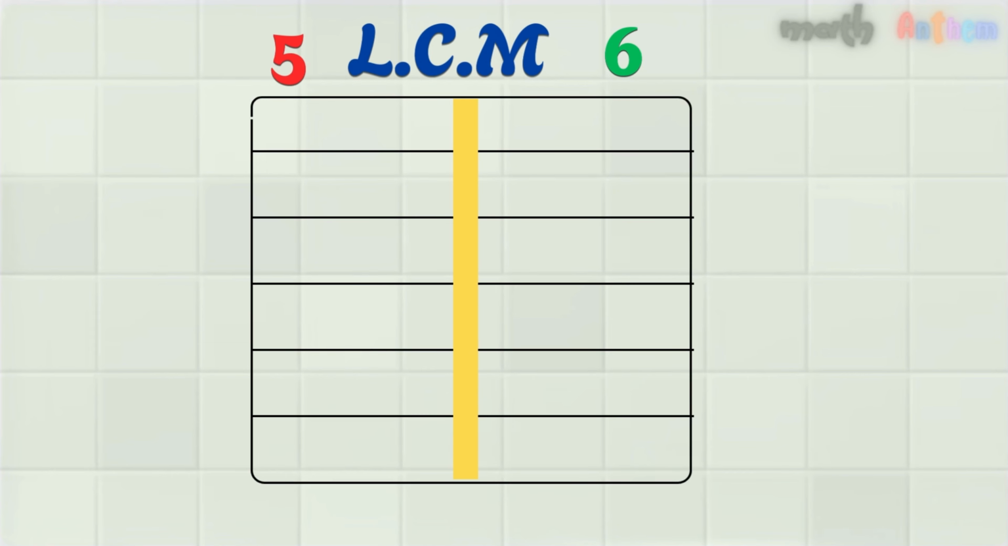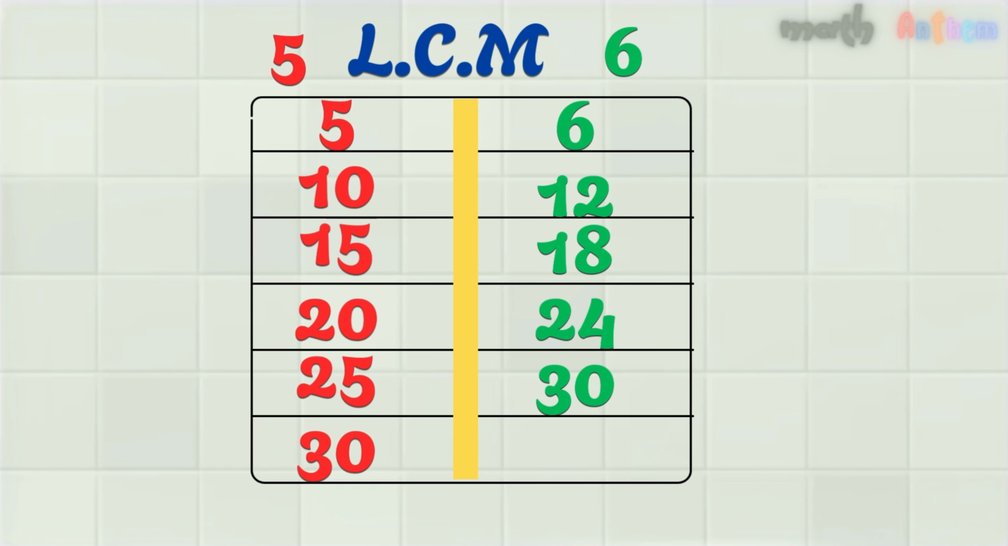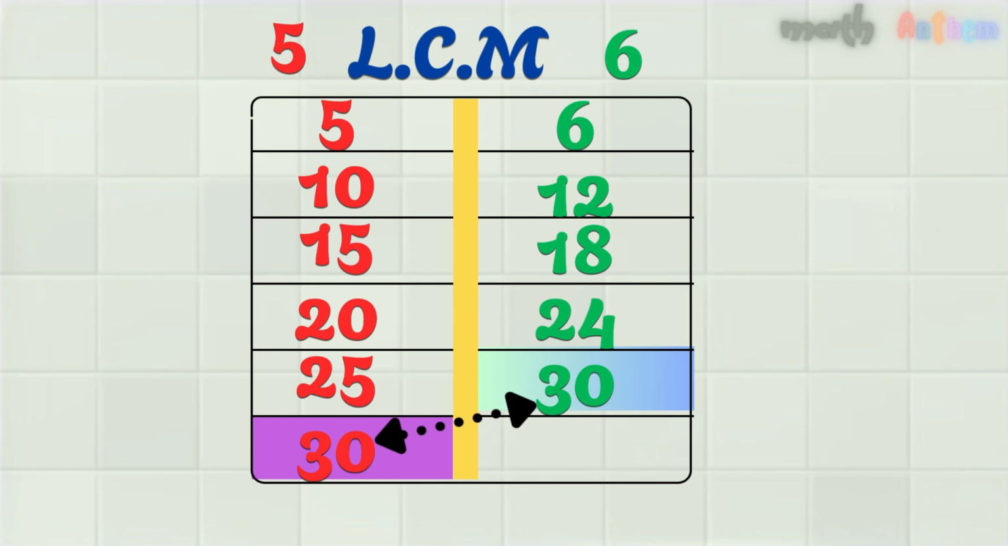Example 2. LCM of 5 and 6. Step 1. List the multiples. Multiples of 5: 5, 10, 15, 20, 25, 30. Multiples of 6: 6, 12, 18, 24, 30. Step 2. Look for the common number. Both lists share 30. So, the LCM of 5 and 6 is 30.